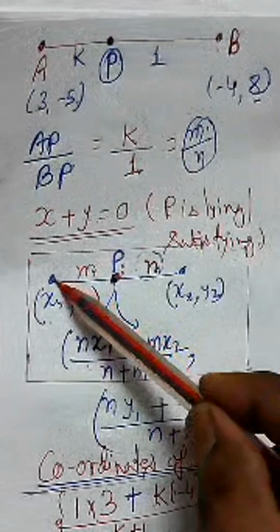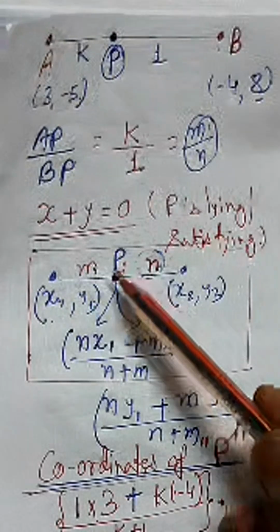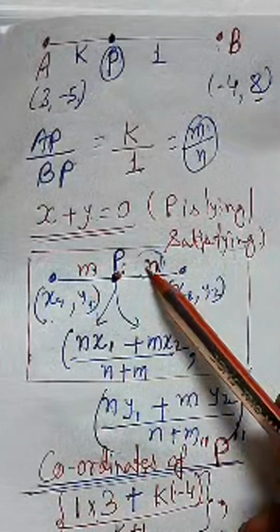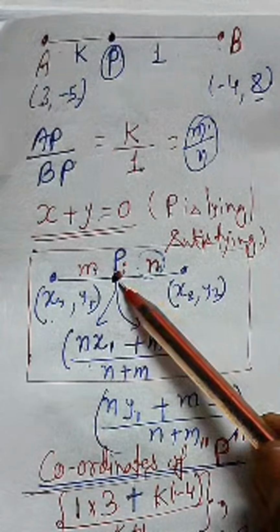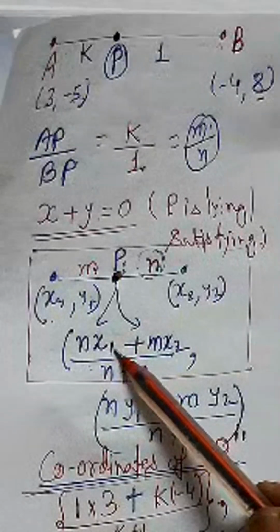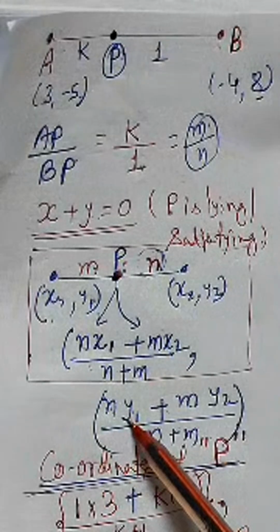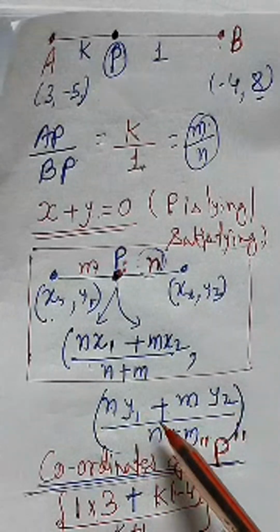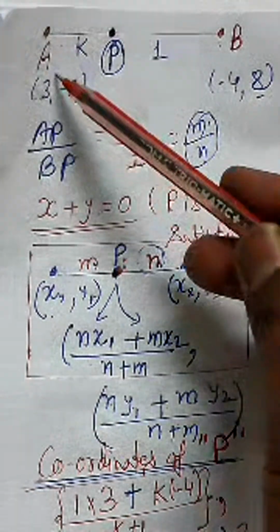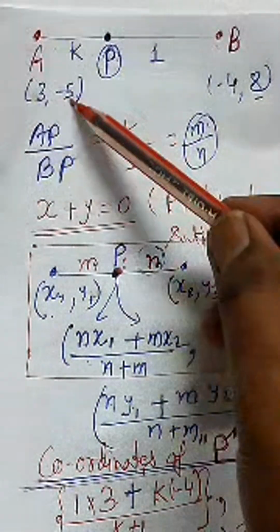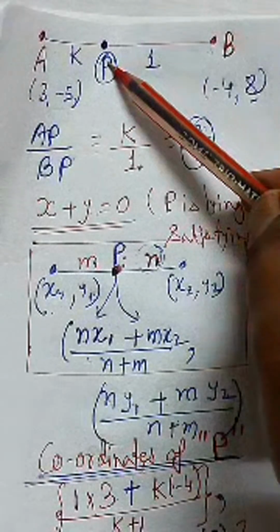We recall this formula: when the coordinates of 2 points are given to you and a certain point lying on it divides the given line into the ratio m is to n, then the coordinates of the dividing point are n times x1 plus m x2 divided by n plus m, and the y coordinate will be n times y1 plus m times y2 divided by n plus m, right? So using the same formula, we put the values of x1 y1 and x2 y2 in to get the coordinates of P, right?